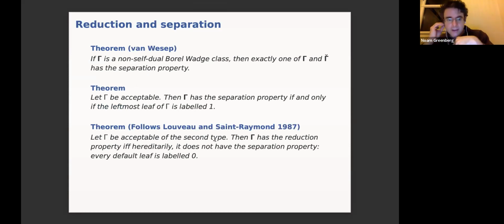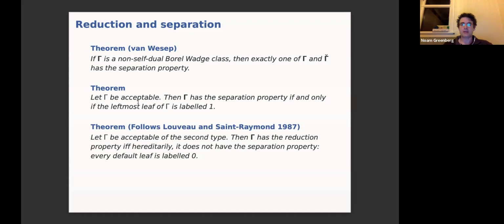And here's, for example, some information that you can glean out of looking at those descriptions. Van Wesep, I think it's Van Wesep, proved that if you have a Borel non-self-dual Wadge class, then exactly one of the classes has the separation property. The separation property is that two disjoint elements of the class can be separated by something in the delta of that class. You can think about them as one has a kind of sigma type behavior, one of them has a gamma type behavior, kind of like CE and co-CE.